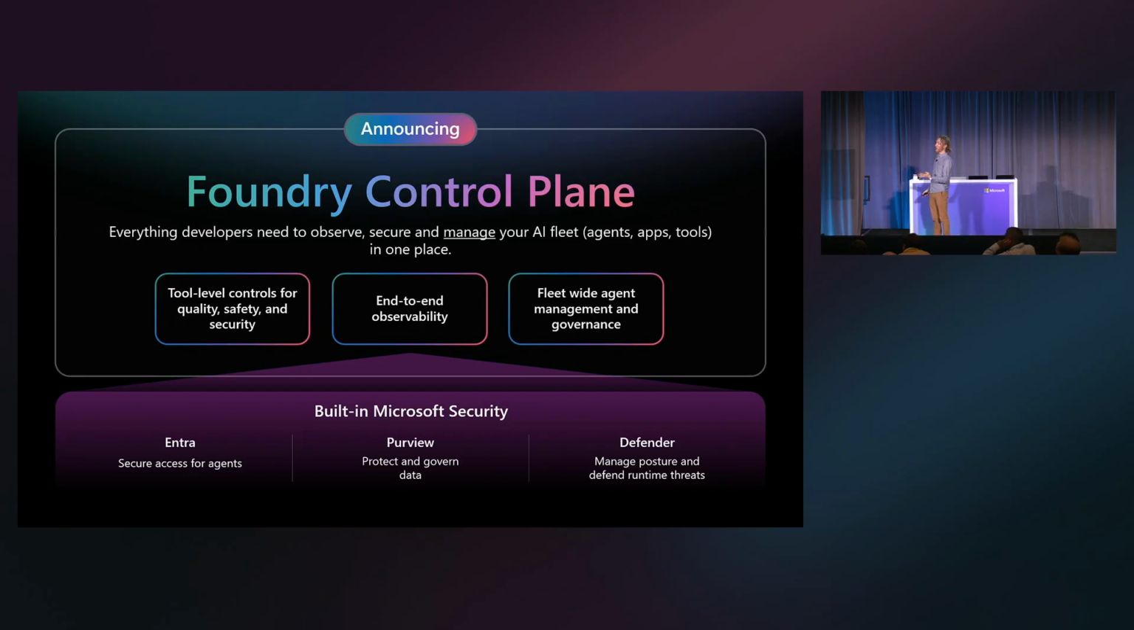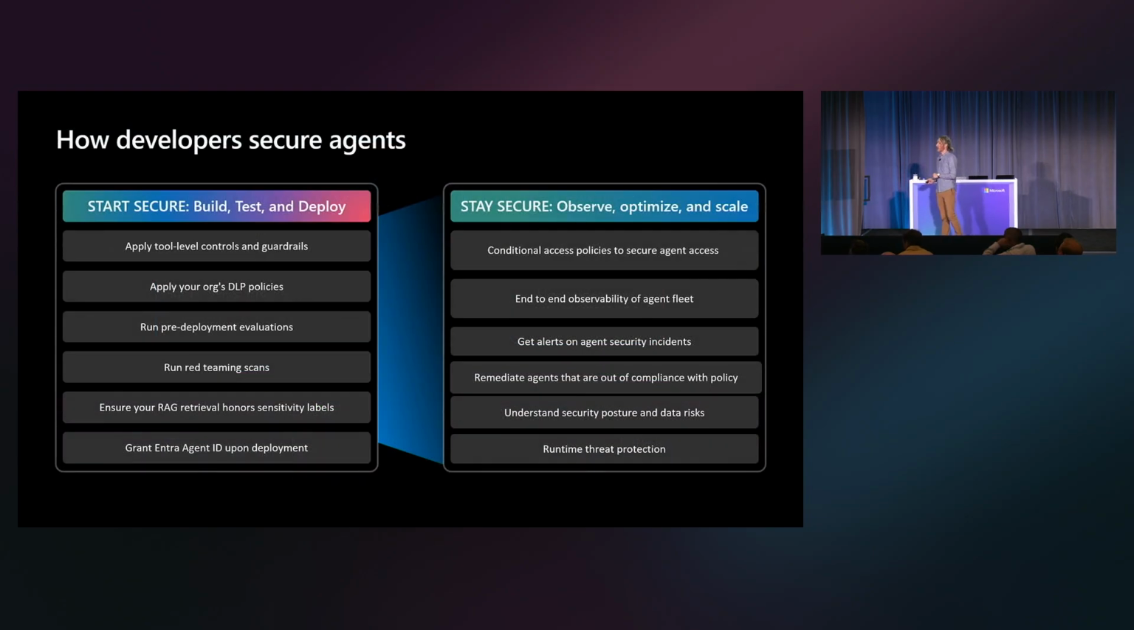And then, of course, the fourth one, security. All of Control Plane is built on a bedrock of Microsoft security, powered by Entra, Purview, and Defender, being directly integrated into the developer experience in Foundry. And so, Control Plane gives developers tools at every stage of the agent development lifecycle.